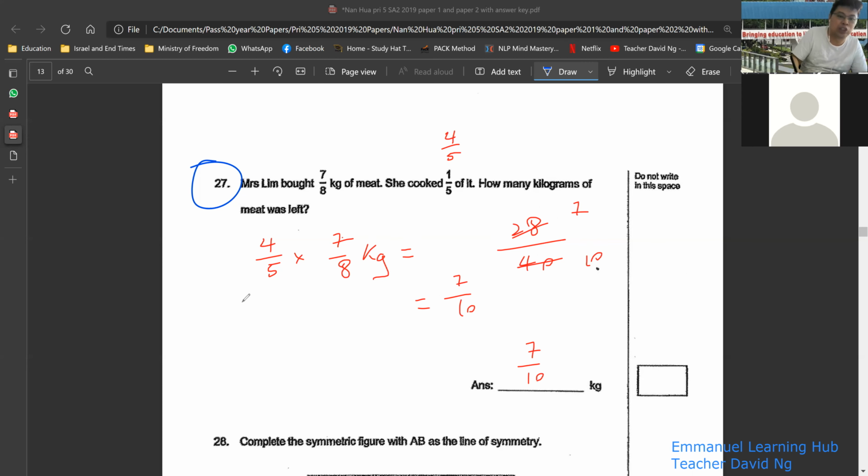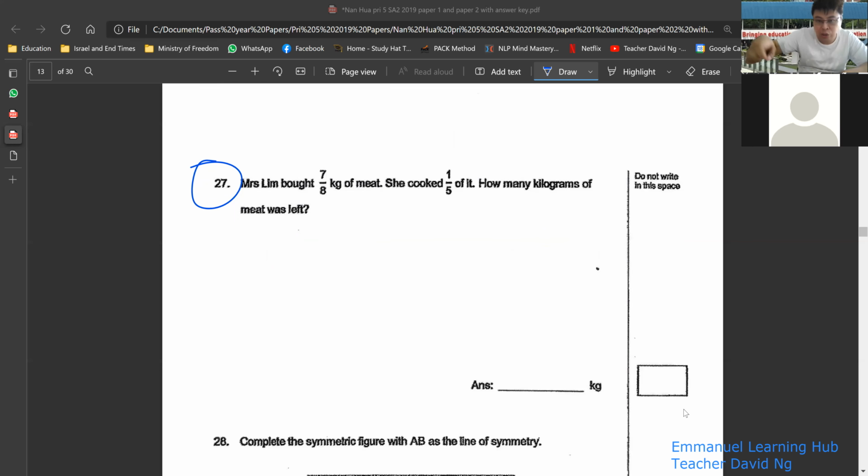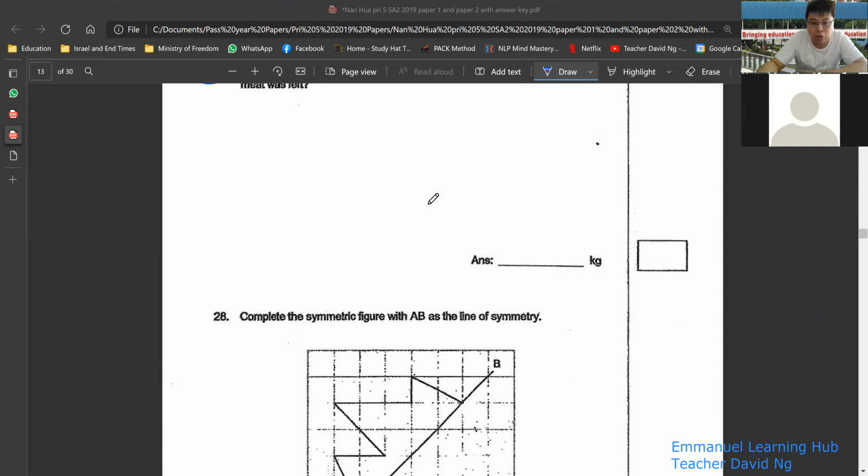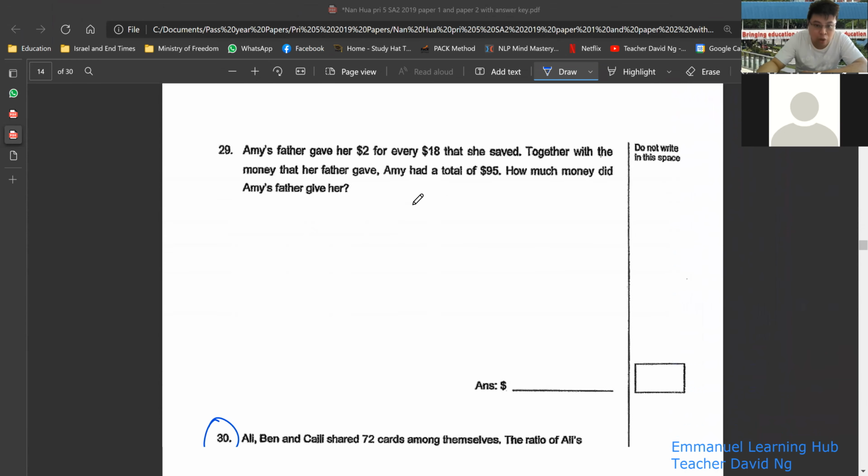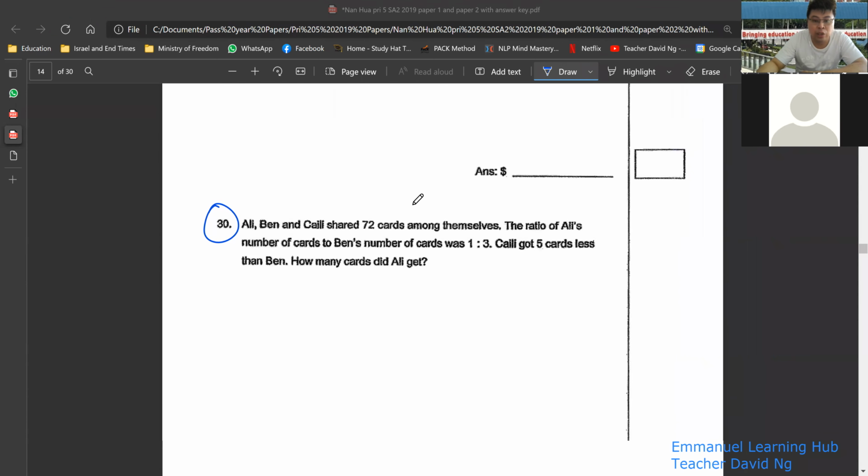Okay, when you multiply a fraction, numerator times numerator, denominator times denominator. That's the rule of thumb. Fraction times fraction, numerator times numerator, denominator times denominator. Important concept. This one you got it right. Then after that, this one also got it right. Okay, 30.